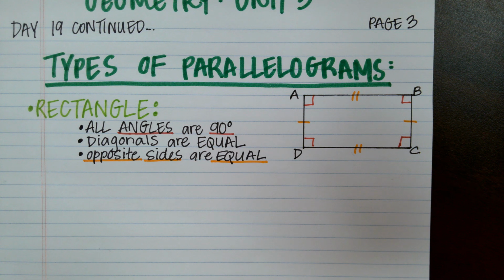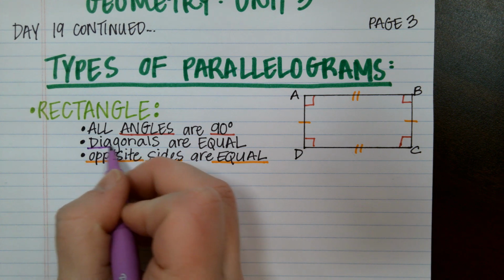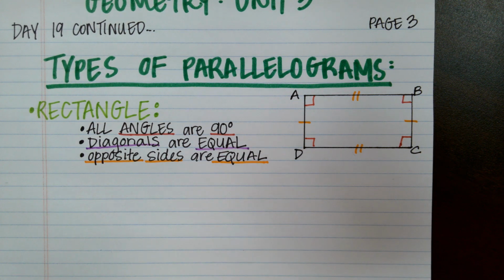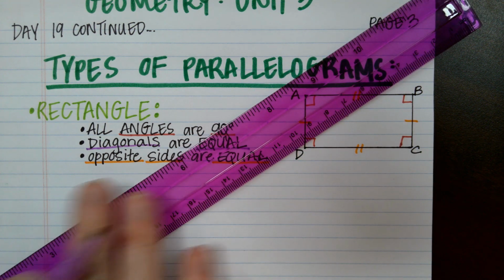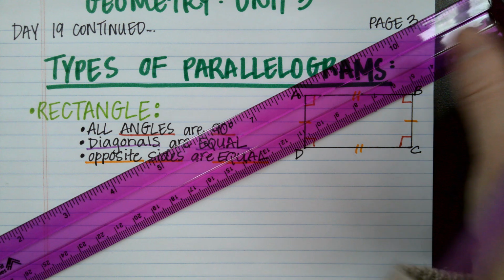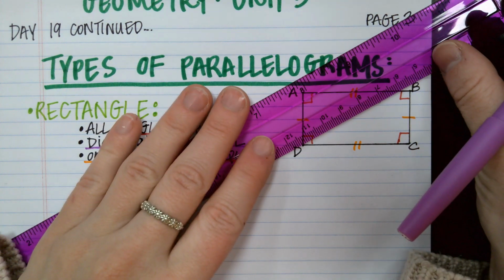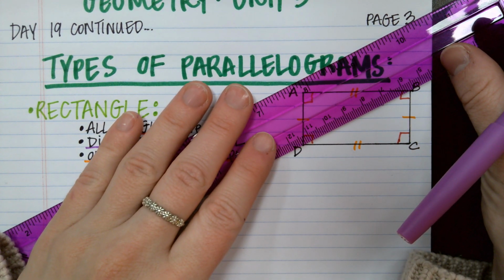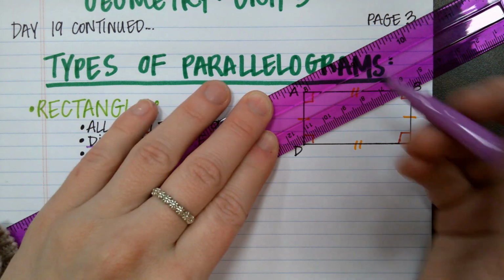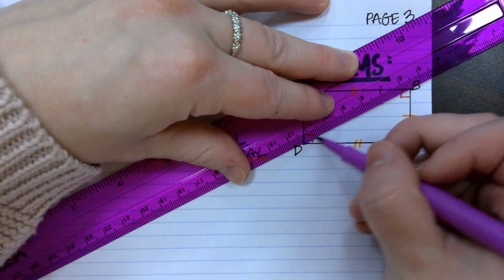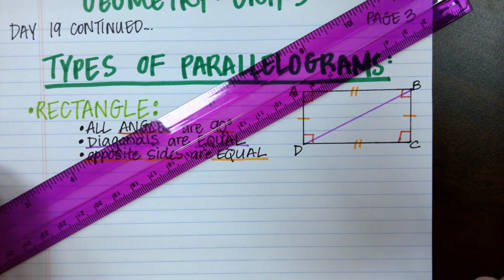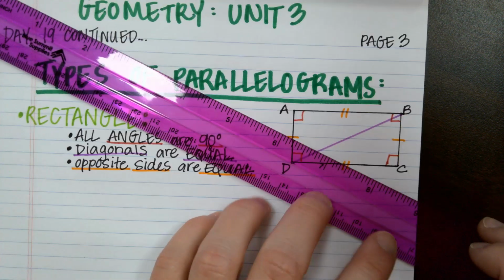I want to label the diagonals. So remember to draw a diagonal, all we do is put our straight edge crossing through opposite angles at the vertex. And we just draw a line from end to end. The diagonal from B to D and from A to C.